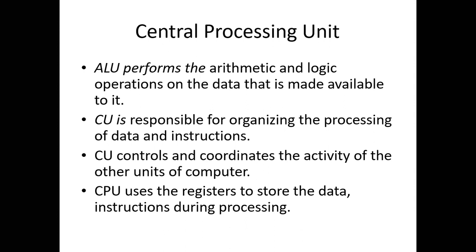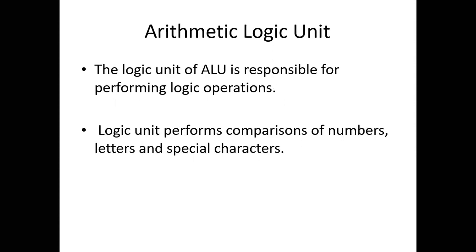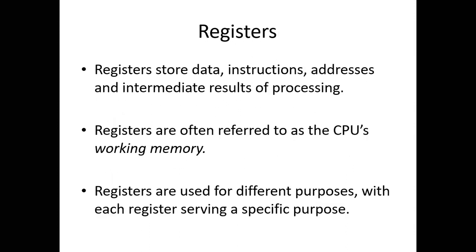All right. So these are the parts that make up the central processing unit. These I've already explained. Now, registers. We have said these are high-speed storage areas within the CPU. They have a small storage, and we use them when tasks are being performed, so that they store the data and instructions while they are being processed. The registers are referred to as the CPU working memory, like I've already mentioned. And there are a number of these registers, and each of them has a specific task.